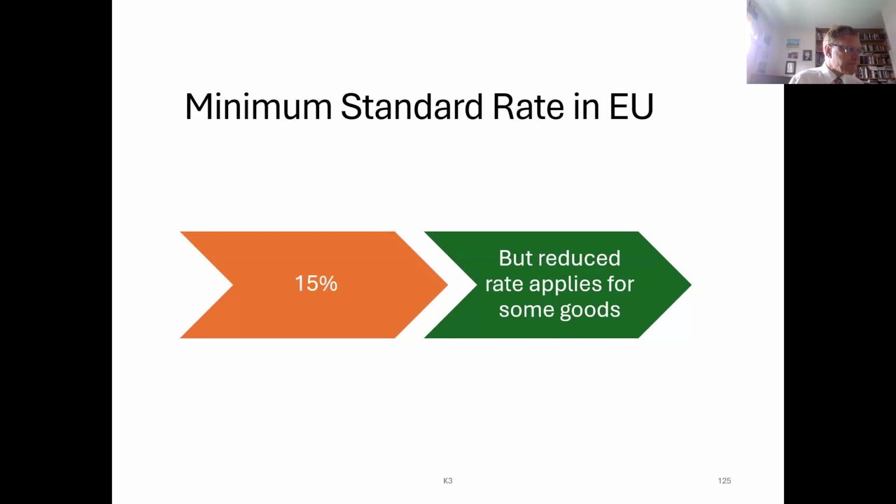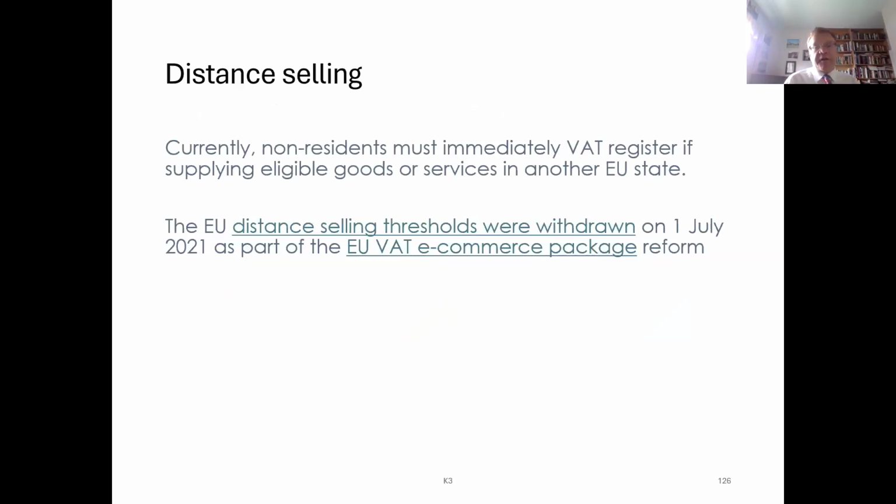In terms of distance selling, currently, non-residents must immediately VAT register if supplying eligible goods or services in another EU state. The EU distance selling thresholds were withdrawn on the 1st of July 2021 as part of the EU VAT e-commerce package reform.